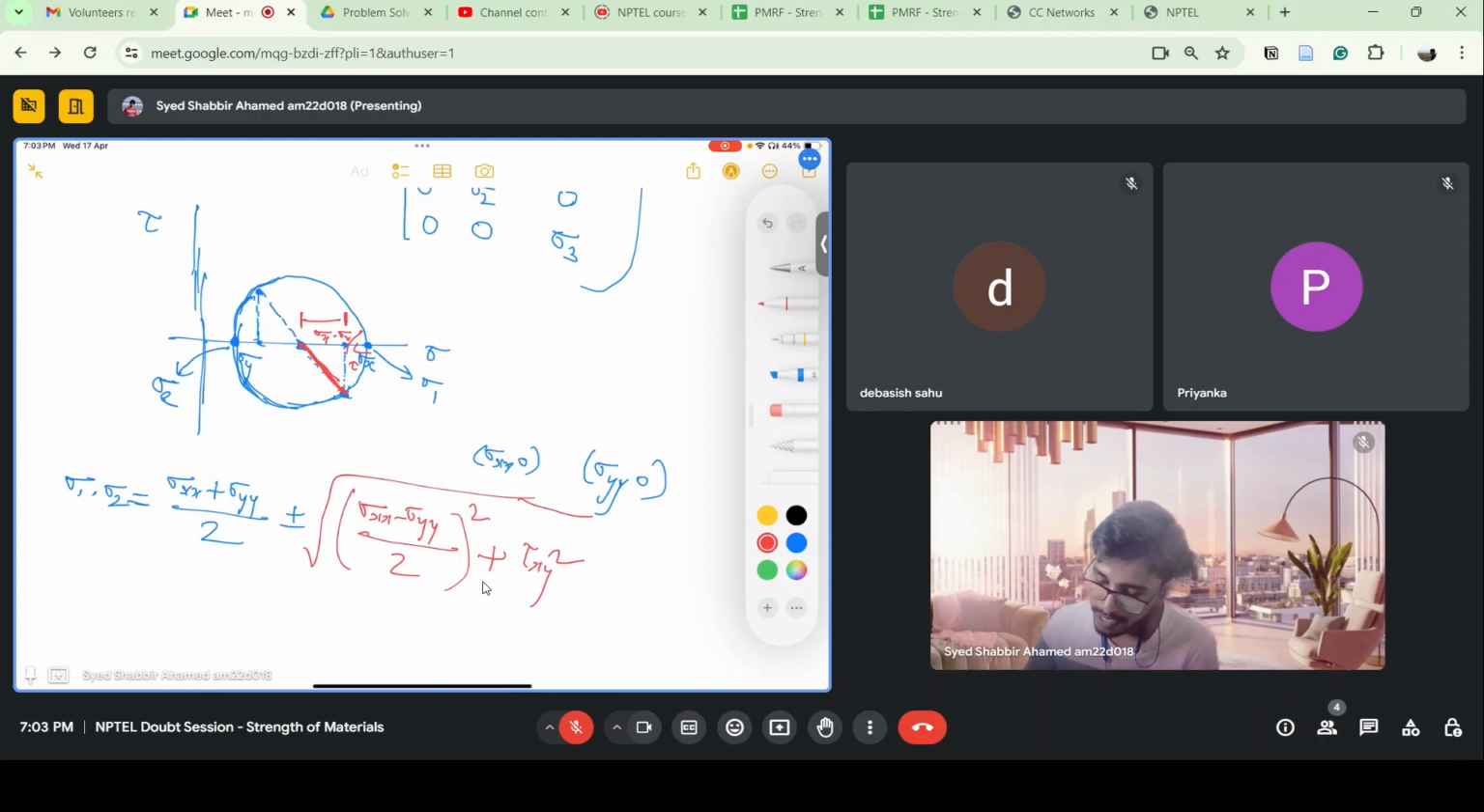If I add the radius from the center midpoint of the circle, I'll get the maximum principal stress. If I subtract it, I'll get the minimum principal stress. So using this graph, I can simply remember it. I don't need to mug up this formula.